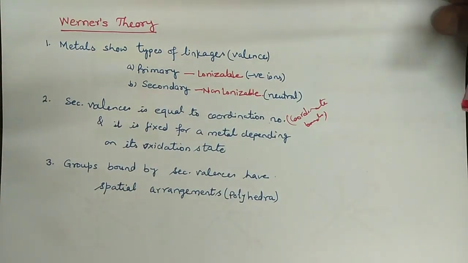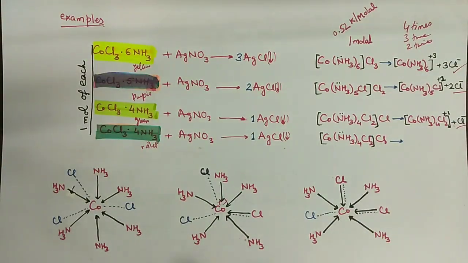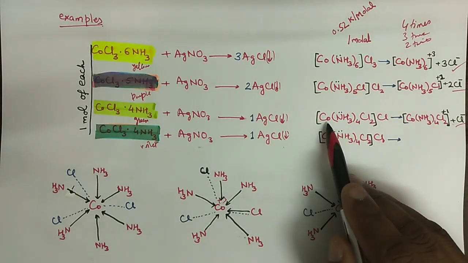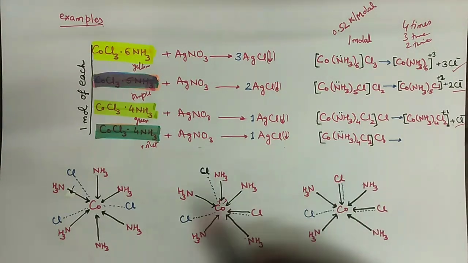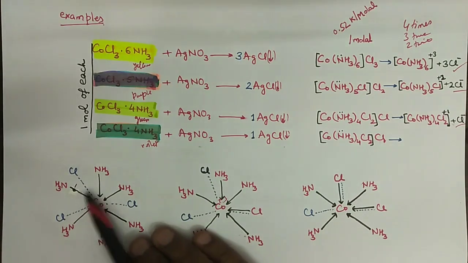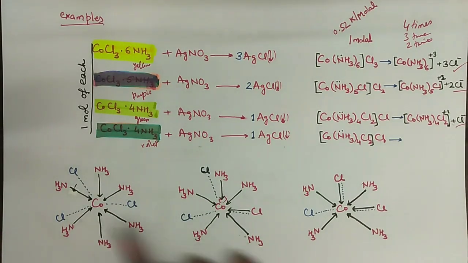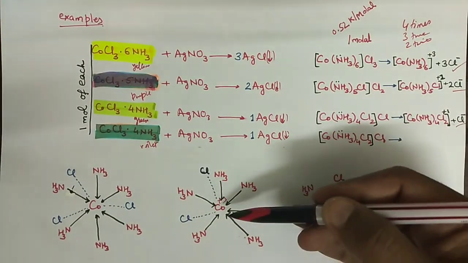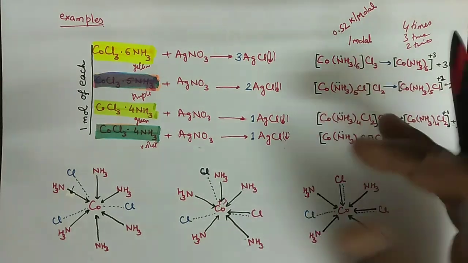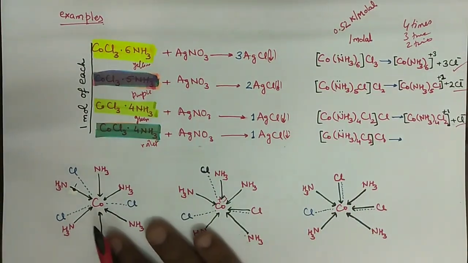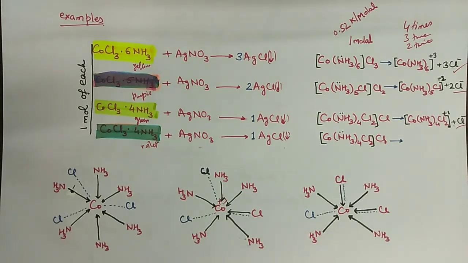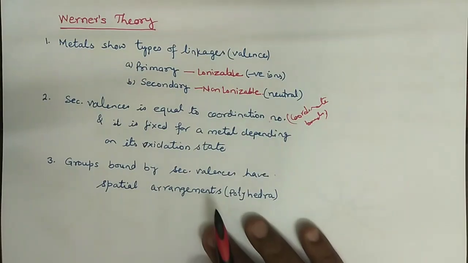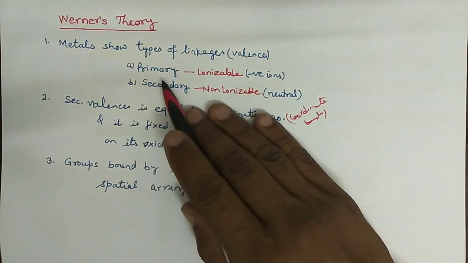For example, in this example we have cobalt, and the coordination number you can learn from there. The cobalt is bonded to 6 coordinate bonds. In each one of the figures you can see there are 6 black lines, right? So in each one of these examples, cobalt has coordination number of 6, while the cobalt has oxidation number of +3, right? So the charge is satisfied by primary valency, meaning primary valencies are ionizable.